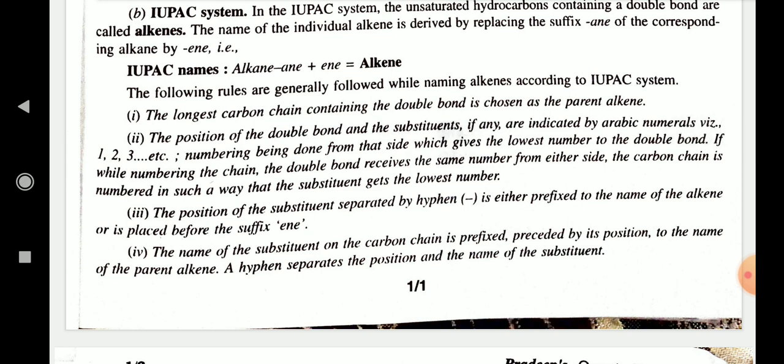First, the longest carbon chain containing the double bond is chosen as the parent alkene. Second, the position of the double bond and the substituents, if any, are indicated by Arabic numerals, that is 1, 2, 3, etc. Numbering is done from that side which gives the lowest number to the double bond. If while numbering the chain the double bond receives the same number from either side, the carbon chain is numbered in such a way that the substituent gets the lowest number.